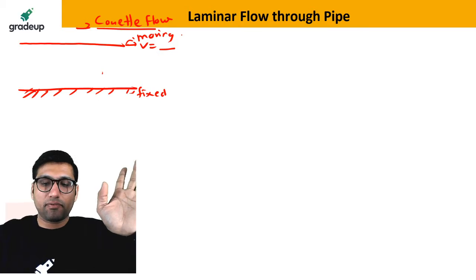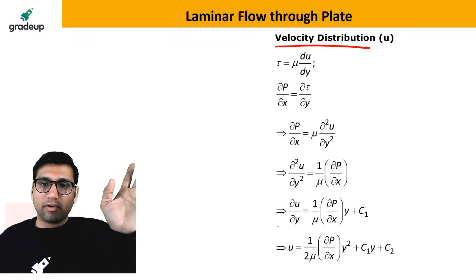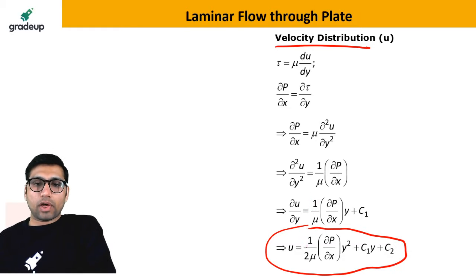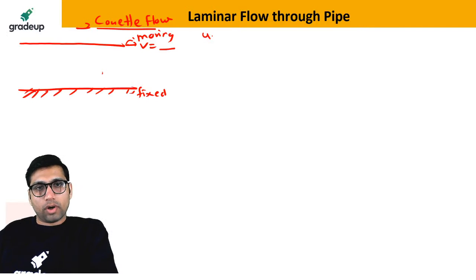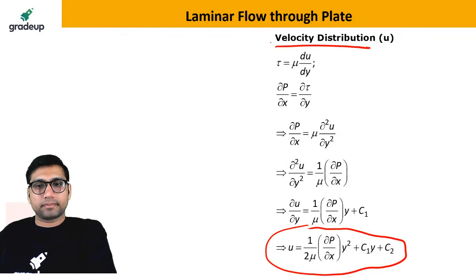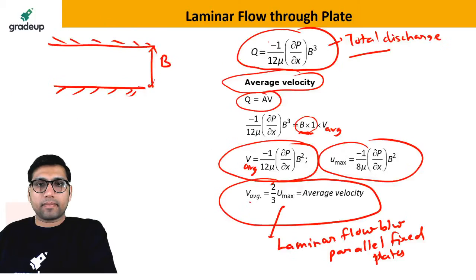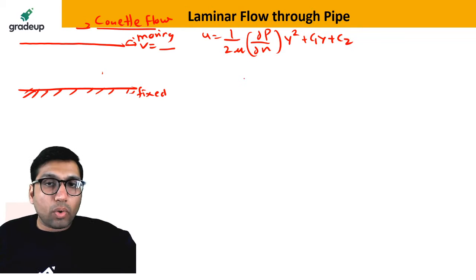Only one thing is different, that is the velocity distribution. This was the velocity distribution here. In this velocity distribution, u was equal to 1 by 2 mu del P by del X of y square plus C1 y plus C2. So how can you solve this Couette flow problem?